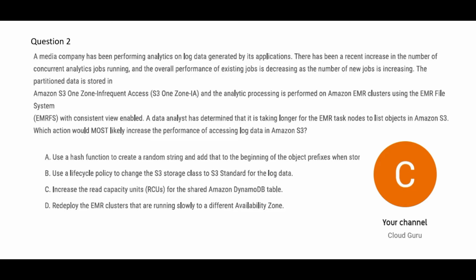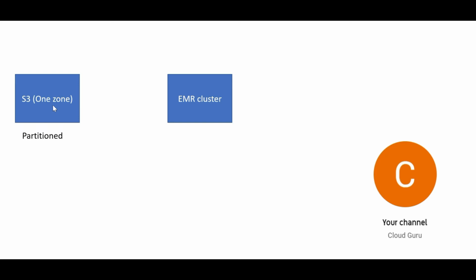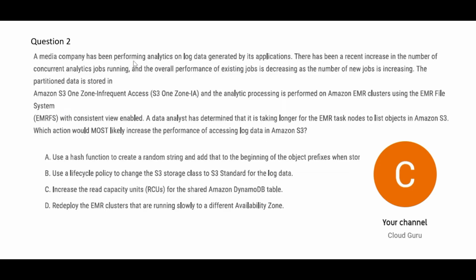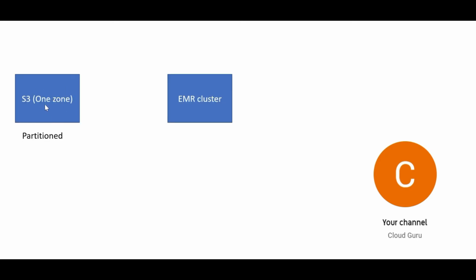Now let's look at this question. First, we will try to understand the story. So we have S3, which is on a single zone. That means only on A1 availability zone, A1 AZ. It cannot be on multiple AZs. And then there is an EMR cluster, which has various jobs. And what are the jobs doing? If you see this, they are performing analytics on the log data. So S3 has the log data, and the jobs here are performing analytics on S3.